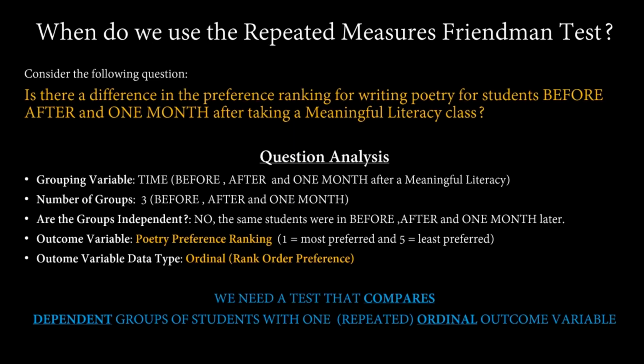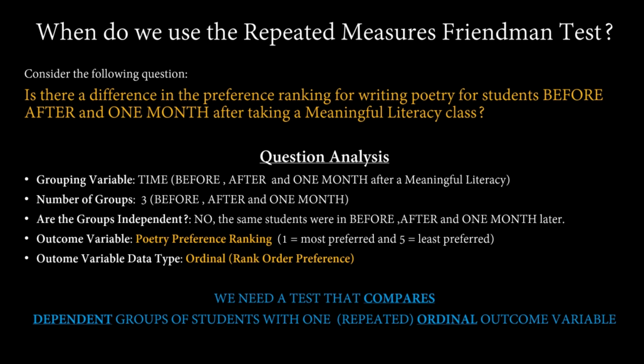Okay, when do you use the repeated measures Friedman test? Well, there are a few contexts. Let's consider the following question. Is there a difference in the preference ranking for writing poetry for students before, after, and 1 month after taking a meaningful literacy class? So in this research question, we have 3 points of time: before the class, after the class, and 1 month later when the class is finished. And the measurement we have is the preference for writing poetry. Meaningful literacy classes tend to make students do personal autobiographical poetry writing.